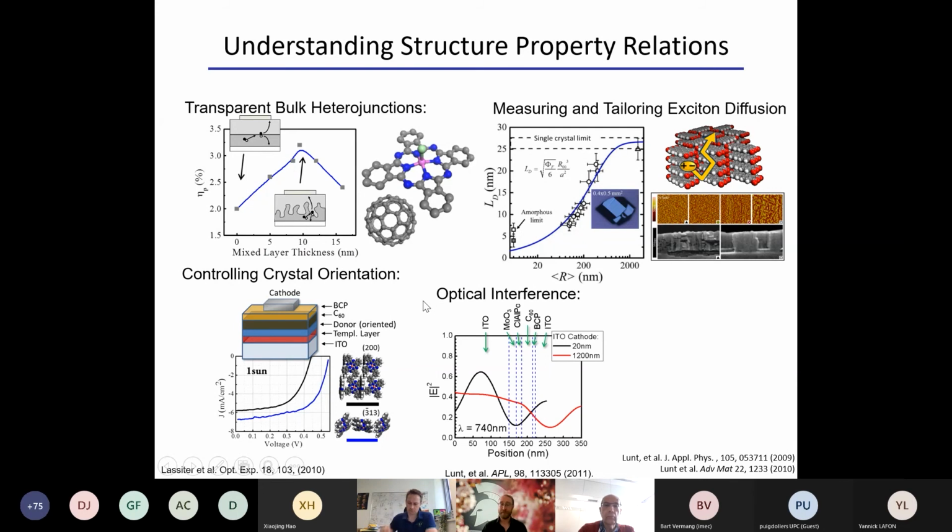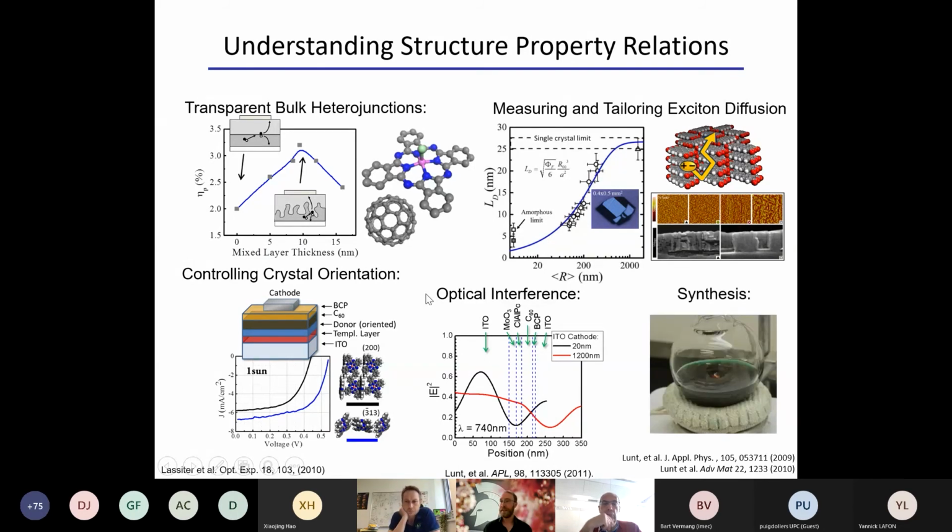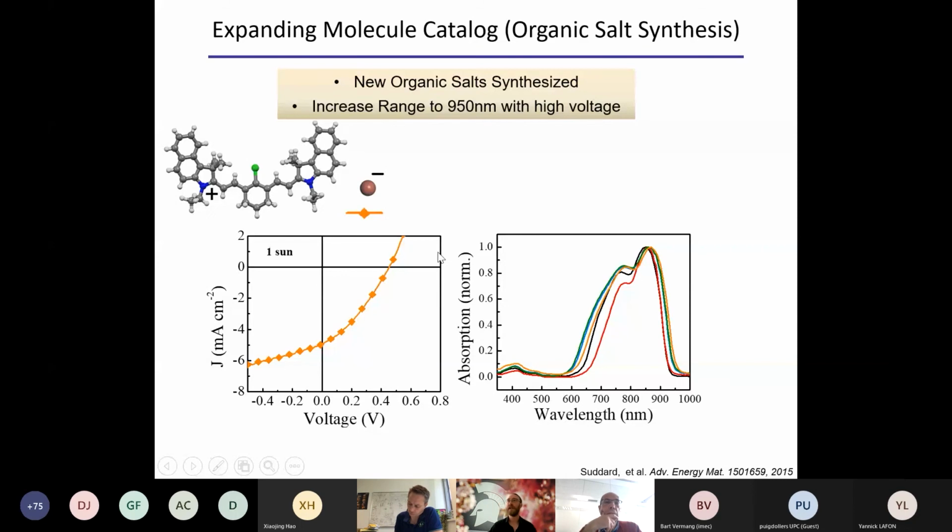We do a lot of work on optical interference. This is critical to optimizing the performance, but also to the angle dependence, which I'm going to talk about later. This becomes particularly important when you're talking about tandems. And then the last approach we do is actually just synthesizing new materials to expand our catalog and our platforms of accessible materials. And that's where I want to talk about one interesting platform that I think is particularly surprising.